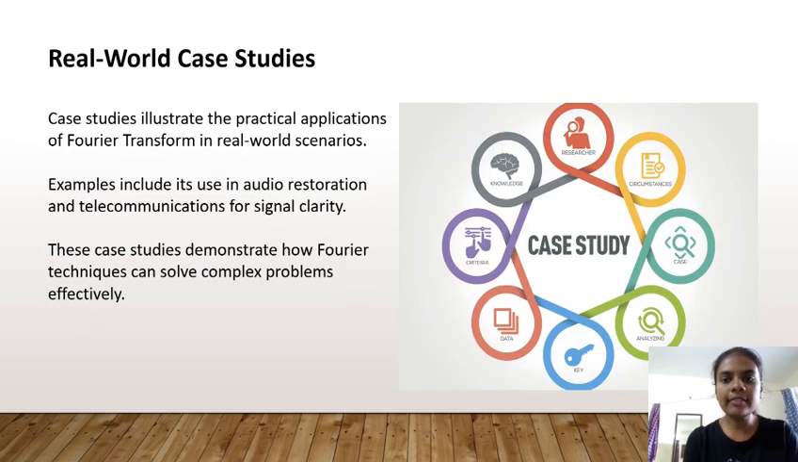Real world case studies. Case studies illustrate the practical applications of Fourier transform in real world scenarios. Examples include its use in audio restoration and telecommunications for signal clarity. These case studies demonstrate how Fourier techniques can solve complex problems effectively.